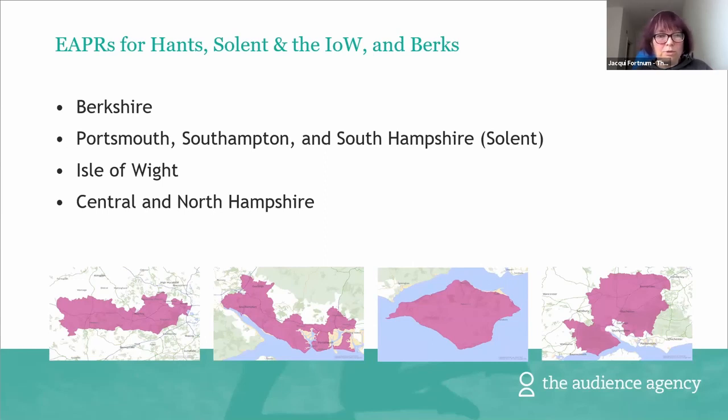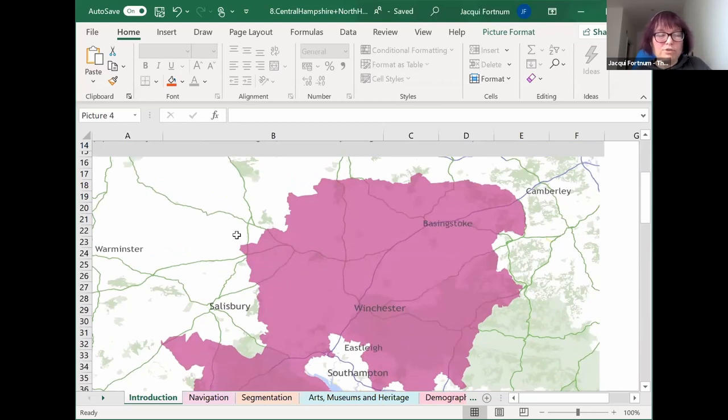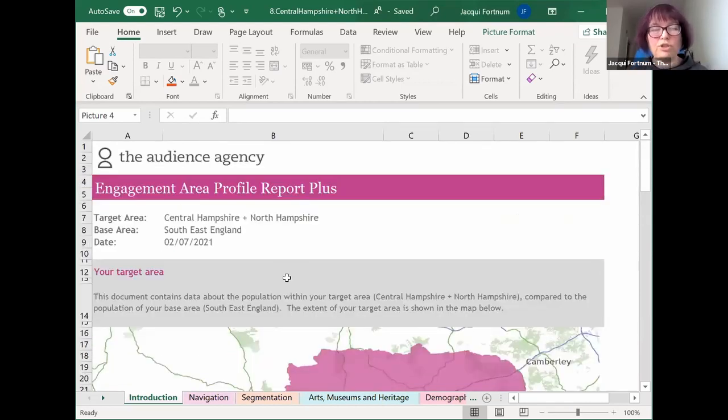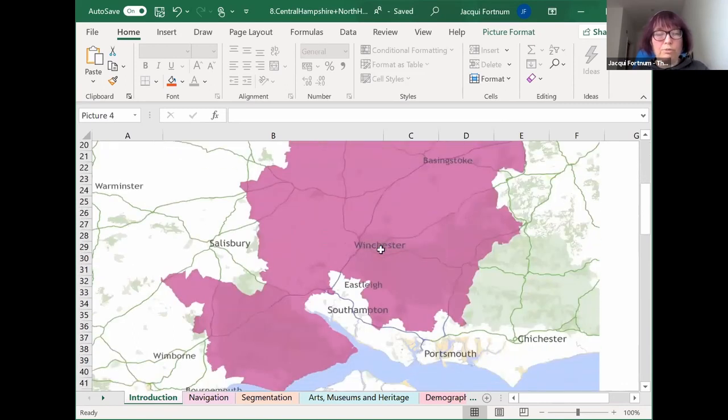So what I'm going to do now is start sharing one of the area profile reports so that we can go through it in detail. Hopefully you can all see that one. So as I say, because many of you fall into this Central and North Hampshire profile, I'll look at this one first, although we will have a quick look at the others as well, so you can see the differences. So the first page just shows you the catchment area of your profile report.